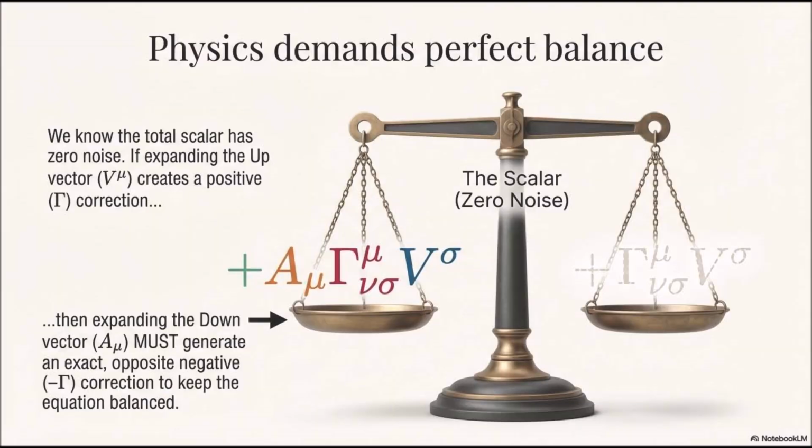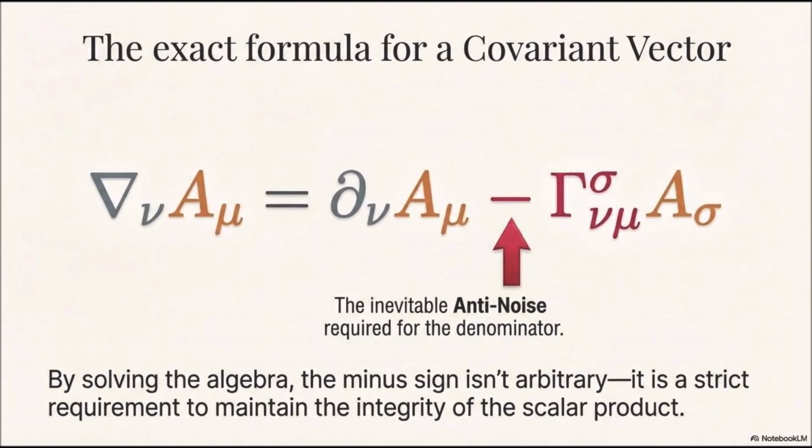Let's proceed to chapter 7, the philosophical meaning of the minus sign. This leads us to the overarching philosophy driving all of this math. It all hinges on one supreme axiom of Riemannian geometry, metric compatibility.